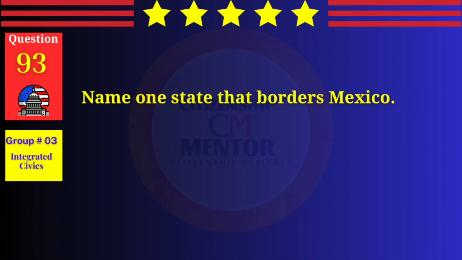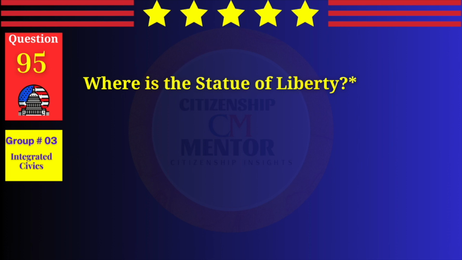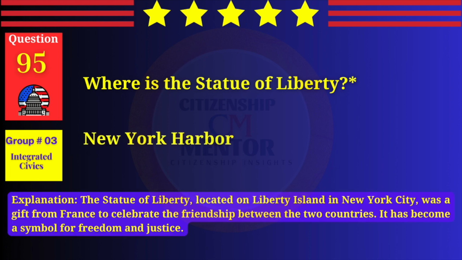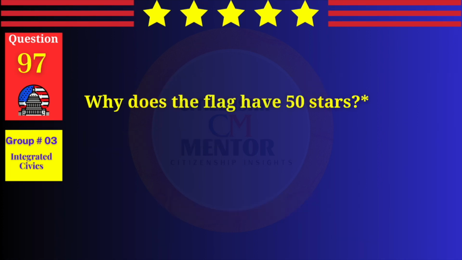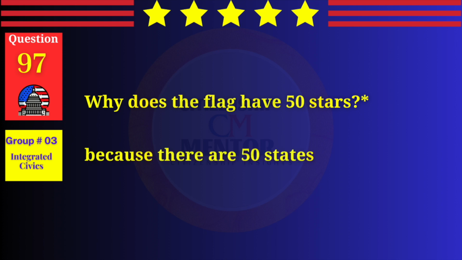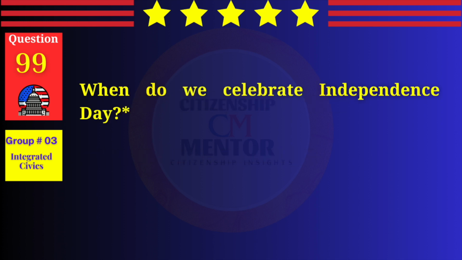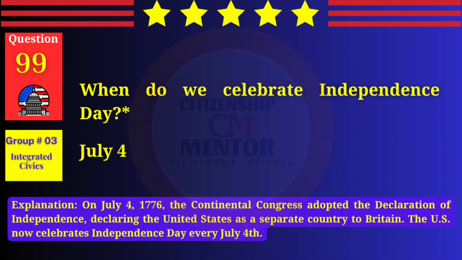Name one state that borders Mexico. California. Where is the Statue of Liberty? New York Harbor. Why does the flag have 50 stars? Because there are 50 states. When do we celebrate Independence Day? July 4th.